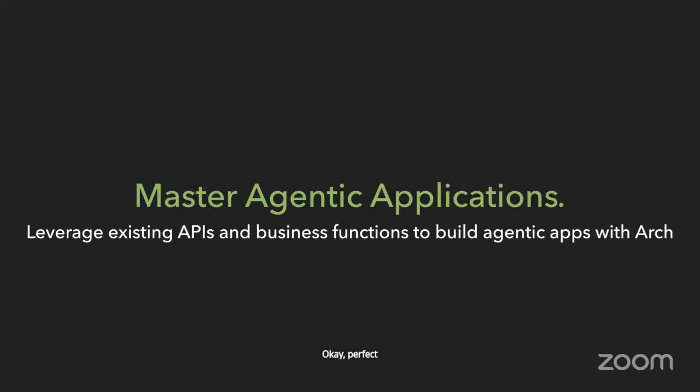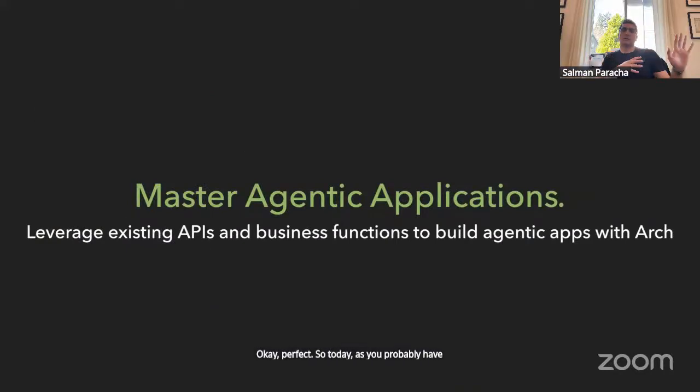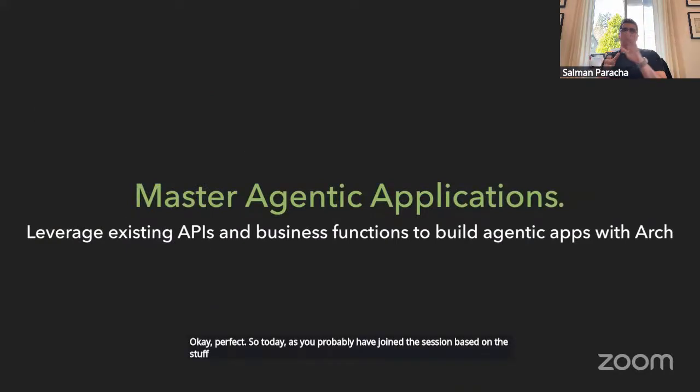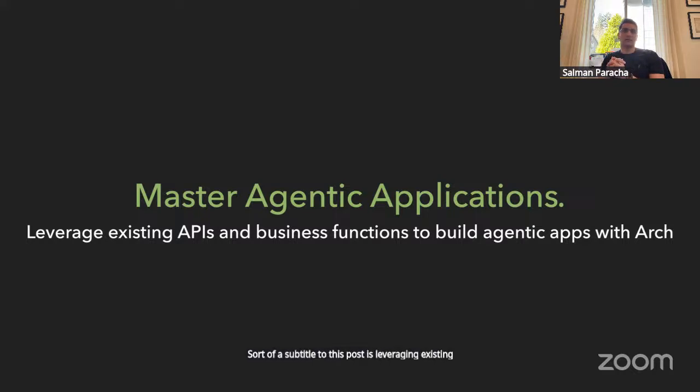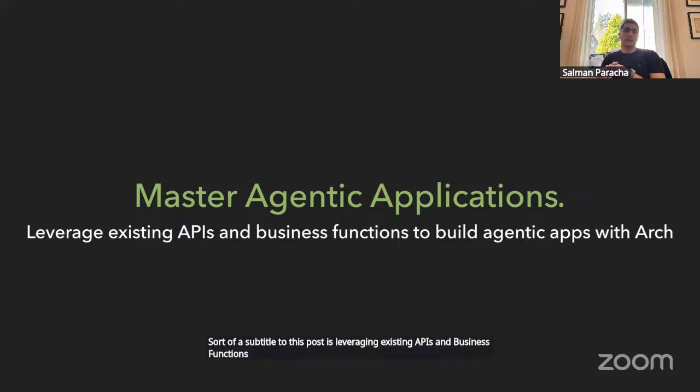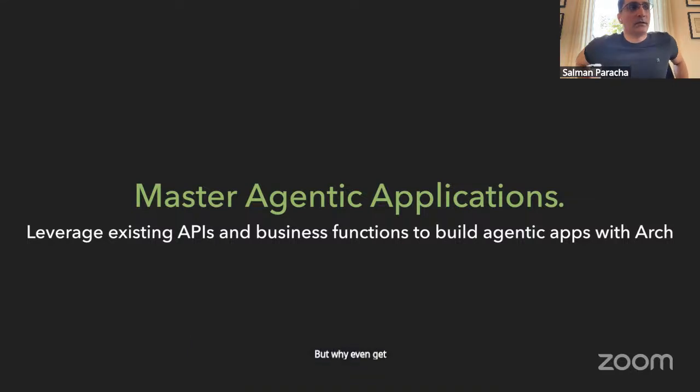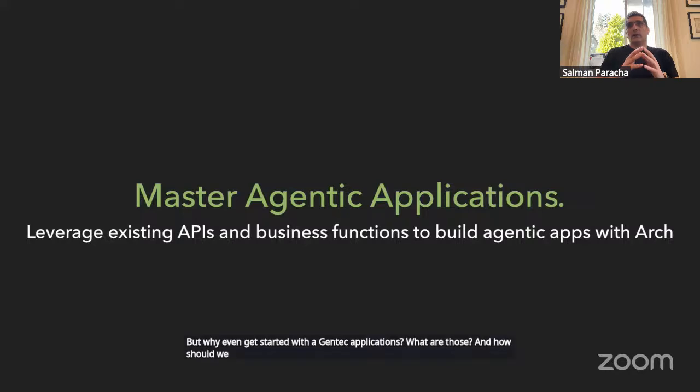So today, as you probably have joined this session based on the stuff that we talked about on LinkedIn leading up to this, is mastering agentic applications. A subtitle to this post is leveraging existing APIs and business functions to build agentic apps with a product called Arch. We'll get into that in a bit. But why even get started with agentic applications? What are those? And how should we think about them as we build new user experiences to delight customers?